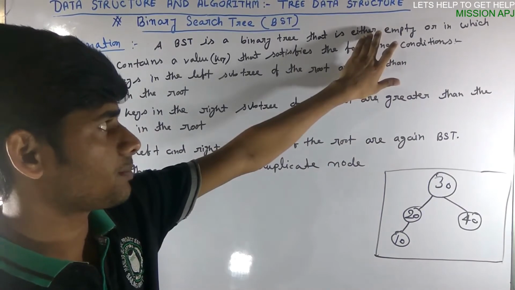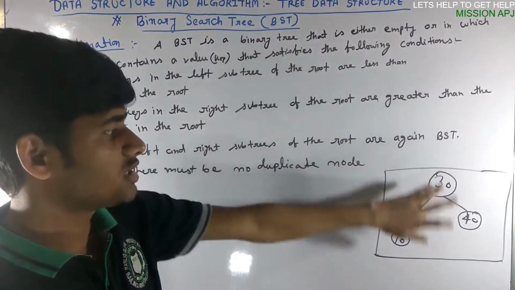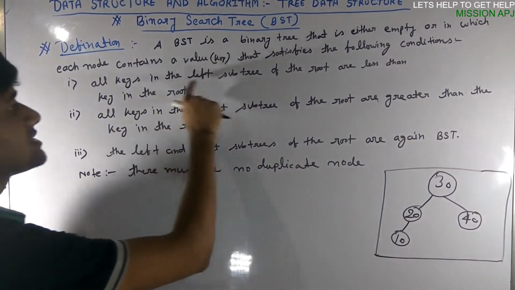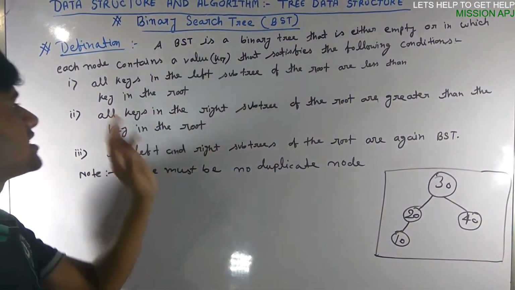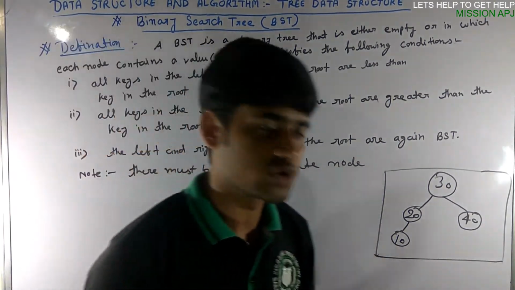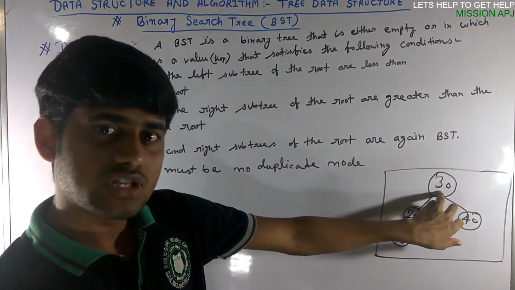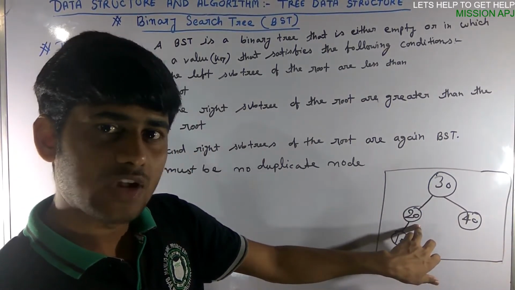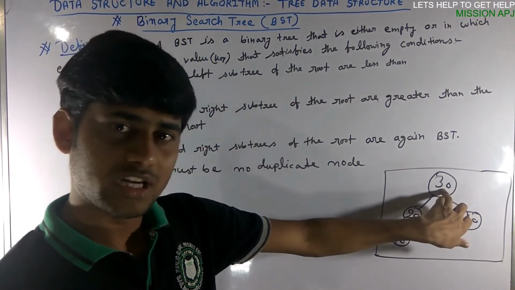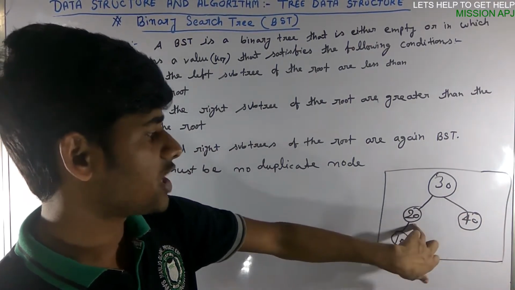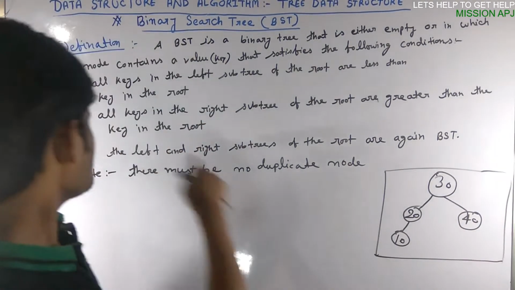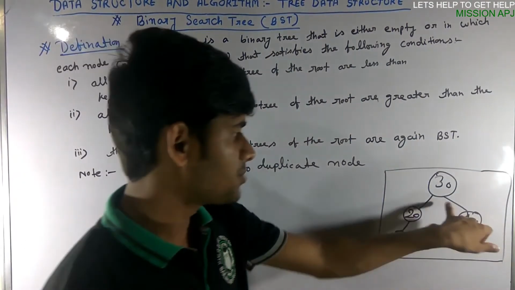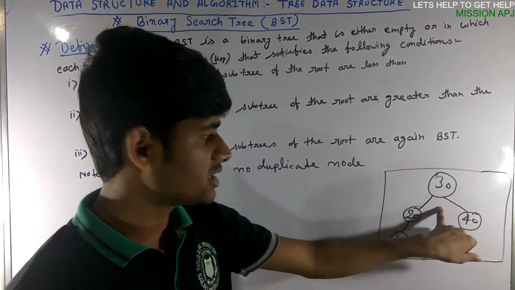So to be a binary search tree, you need nodes which have some value first. Then you need all keys in the left subtree of the root to be less than the root. This is the root, as you can see, and left of this root is 20, whose value must be less than the value of the root, which is true here. 20 is less than 30. And all keys in the right subtree of the root are greater than the key in the root. So right of this root is 40, which is greater than the root node.